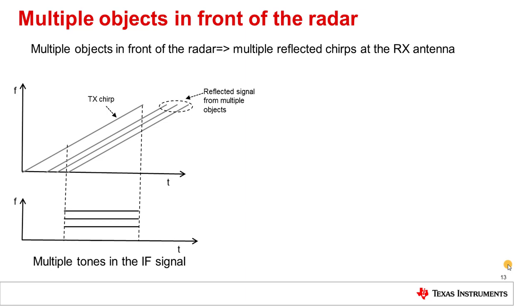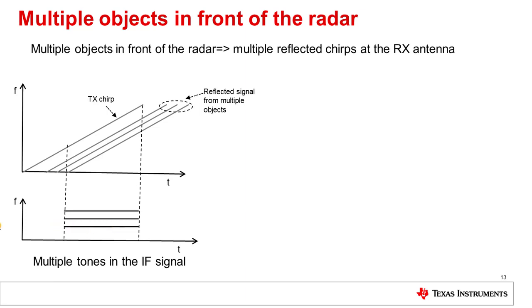So far, we've talked about a single object in front of the radar. It's easy to extend this to the case where there are multiple objects in front of the radar. So here you have a radar transmitting a single chirp, and you get multiple reflected chirps from different objects, each chirp delayed by a different amount depending on the distance to that object. So the IF signal will have tones corresponding to each of these reflections, and the frequency of these tones, as we learnt, is directly proportional to the range.